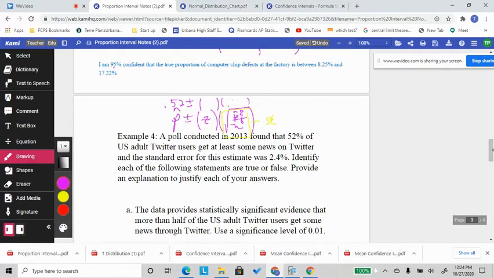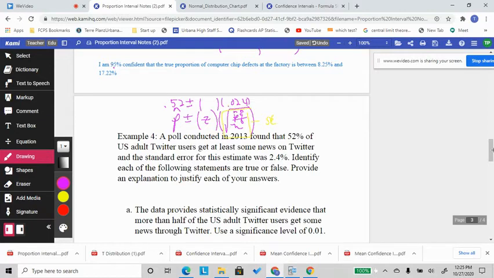So this is 0.24 already done for you. Now, you could figure it out, except you don't have a sample size. So this is 52, right? 48, but you don't have your sample size. All right, so this is adult Twitter users getting their news from Twitter, and this is 2013. I'm sure it's higher now.